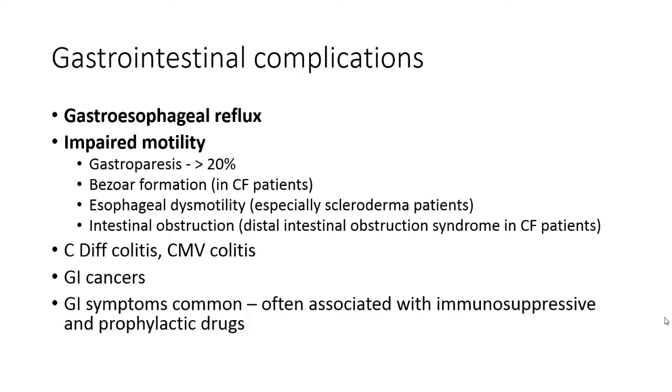And I'm not going to really touch on infectious stuff because I'm not really focusing on infections, but C. diff colitis and CMV colitis and any sort of infectious complications are going to be more common because our patients are so immunosuppressed. And then in general, a lot of people, even if they don't have impaired motility or true acid reflux, have a lot of GI symptoms, at least initially often, with many of our immunosuppressive drugs.